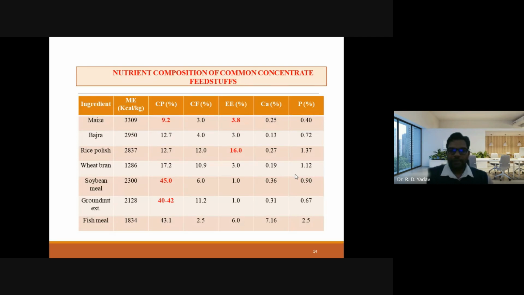Some more feed ingredients used for concentrate formulation, for example maize, bajra, rice polish, wheat bran, soybean meal, groundnut cake, and fish meal. Maize grain is the main ingredient for poultry, and also for ruminants. It contains CP around 9.2 and ether extract 3.8%, and rice polish has a much higher ether extract of around 16%. And protein substances like soybean meal and groundnut extract have higher protein values, like 45% for soybean meal and around 40 to 42% for groundnut extract.